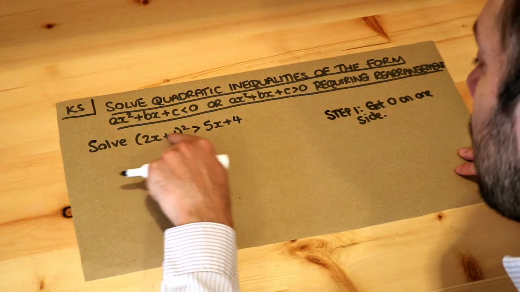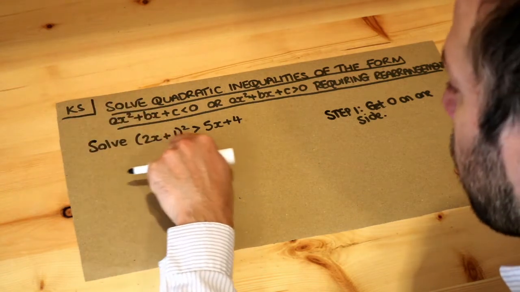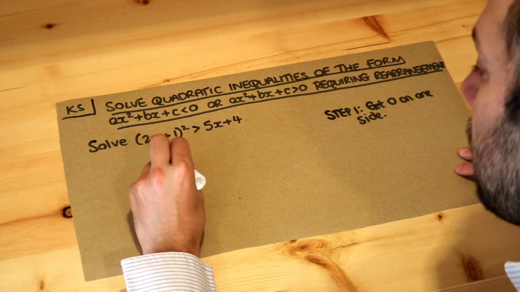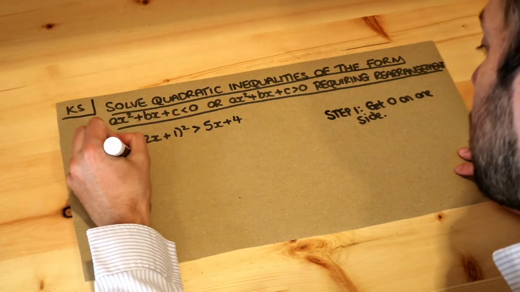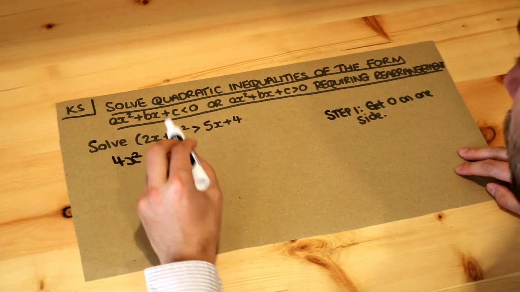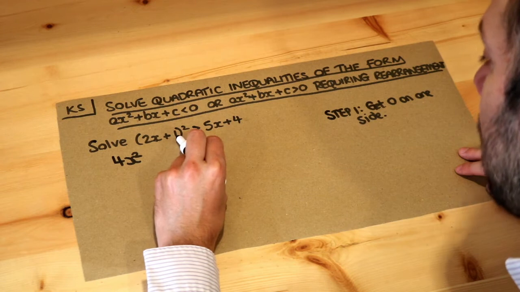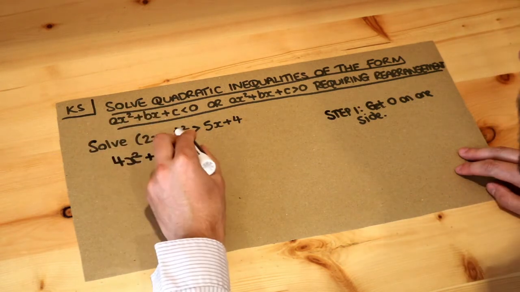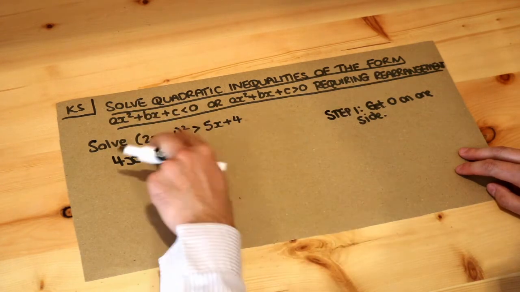Now you can either write this bracket out twice and expand it, or you might know the quick way to do a bracket squared. You do the first thing squared, so 2x times 2x is 4x squared, not 2x squared. Then you do the product of the two things doubled, so 2x times 1 is 2x, doubled is 4x, and then you do the second thing squared. So that's the quick way to expand out a bracket squared.